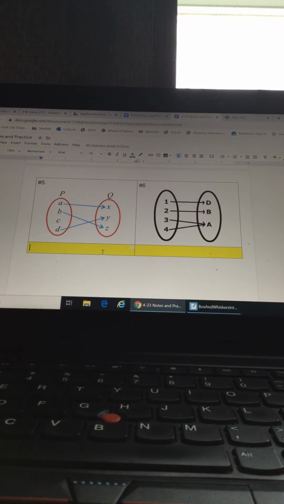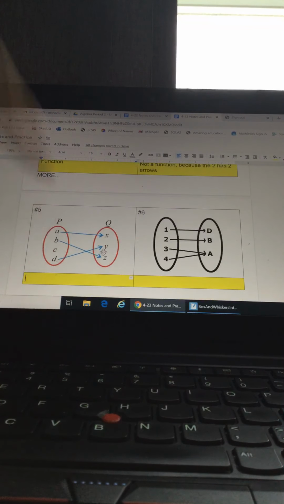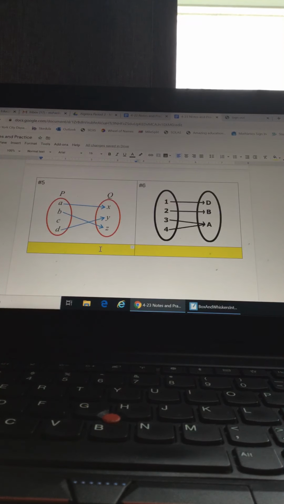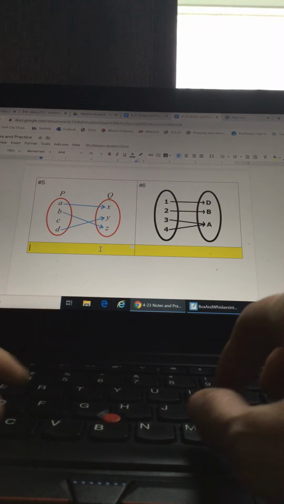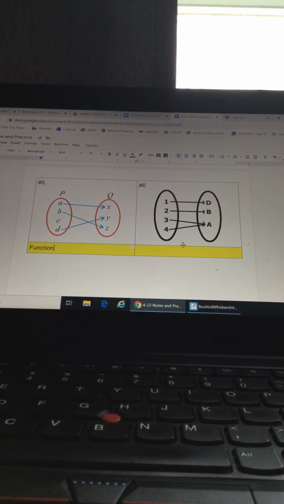Let's also look at number 5 together. So 5 is actually really similar to 3 in the fact that there's one that has no arrows at all. And that, again, is 100% okay. They just cannot exceed 1. So this input has A, B, and D, and they each have only 1 output. D has Y, A has X, and B has Z. So this is in fact a function.